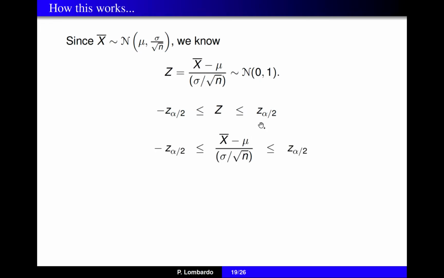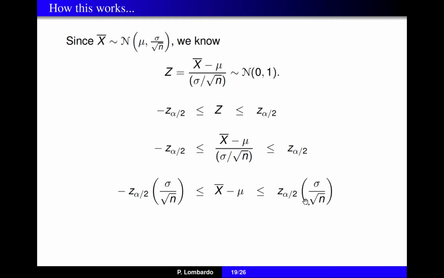Using this transformation, we can actually substitute in our transformed version of our X bar. And now what we can do is just try to get X bar by itself. So the first thing we would do is multiply through by this standard deviation that occurs in the bottom of our fraction here. So multiplying through by sigma over square root of n, we get the following equivalent inequality.